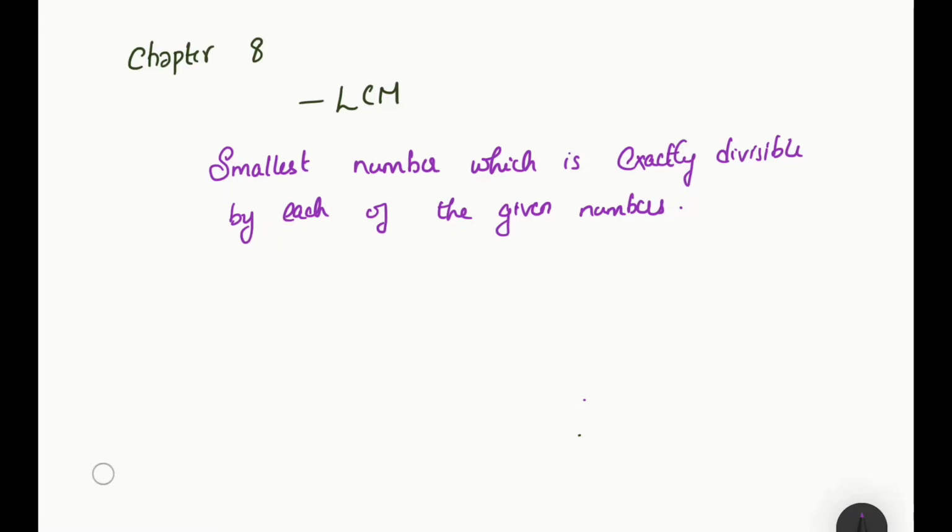The first method is the common multiple method. In that method we will be writing down the multiples of the given numbers and from that we will find the lowest common multiple. The second method is the prime factor method. In this method we will separately find out the prime factors of the given numbers. Then, writing them in the index form, we find the LCM.